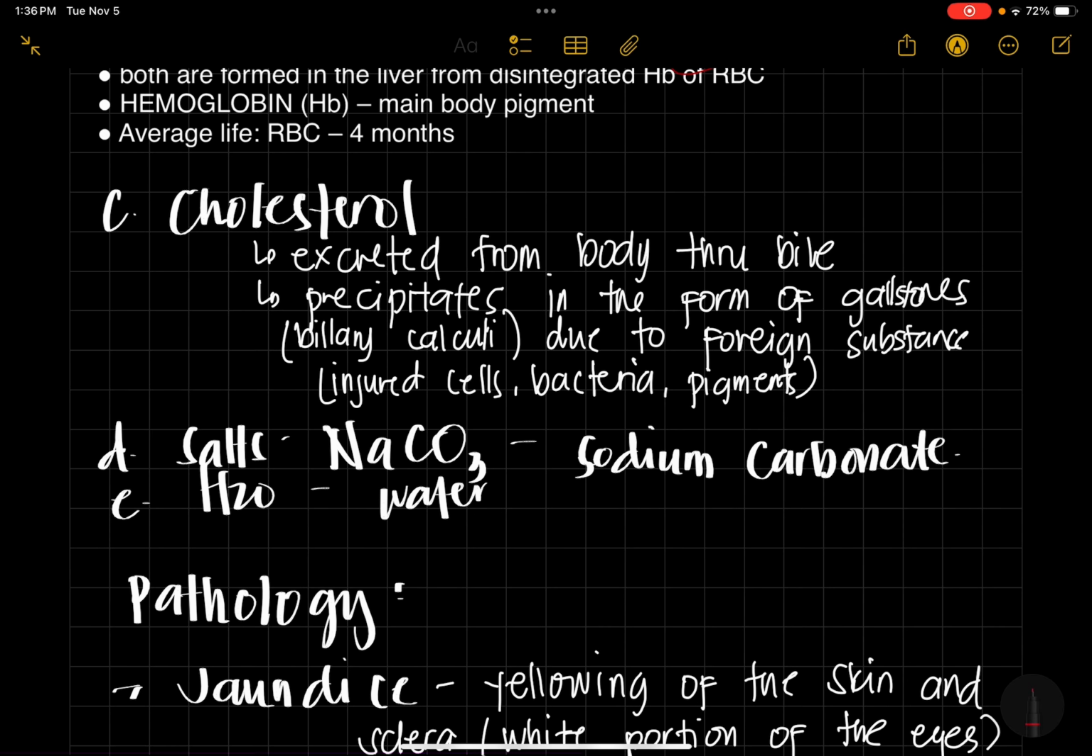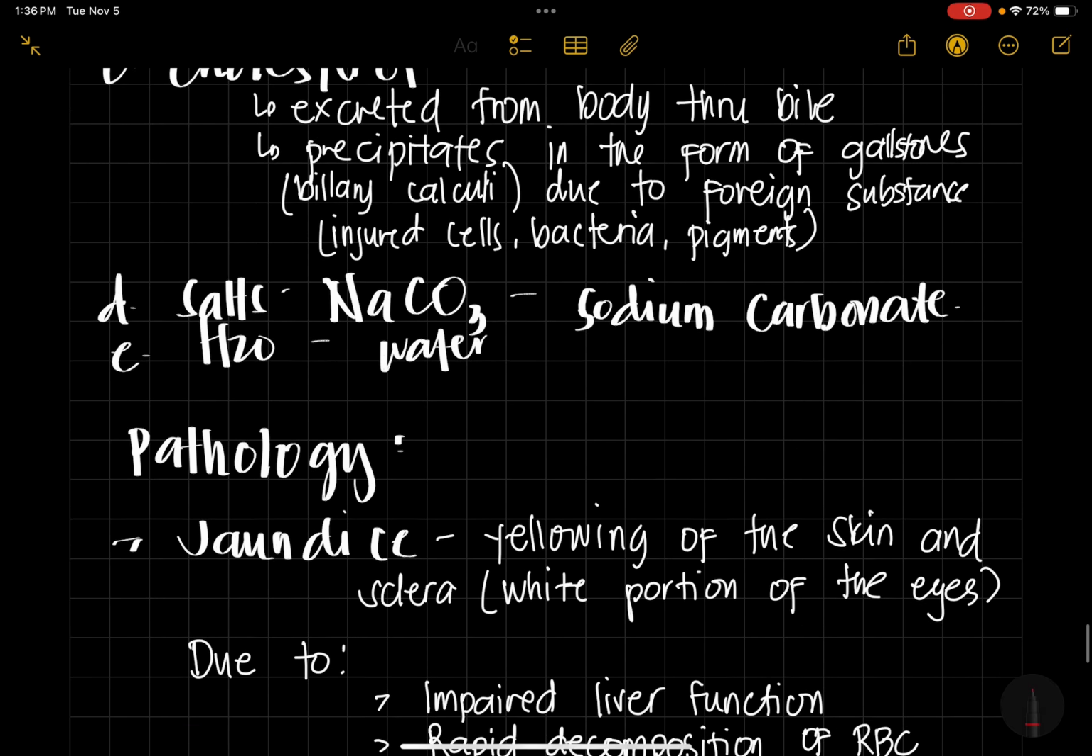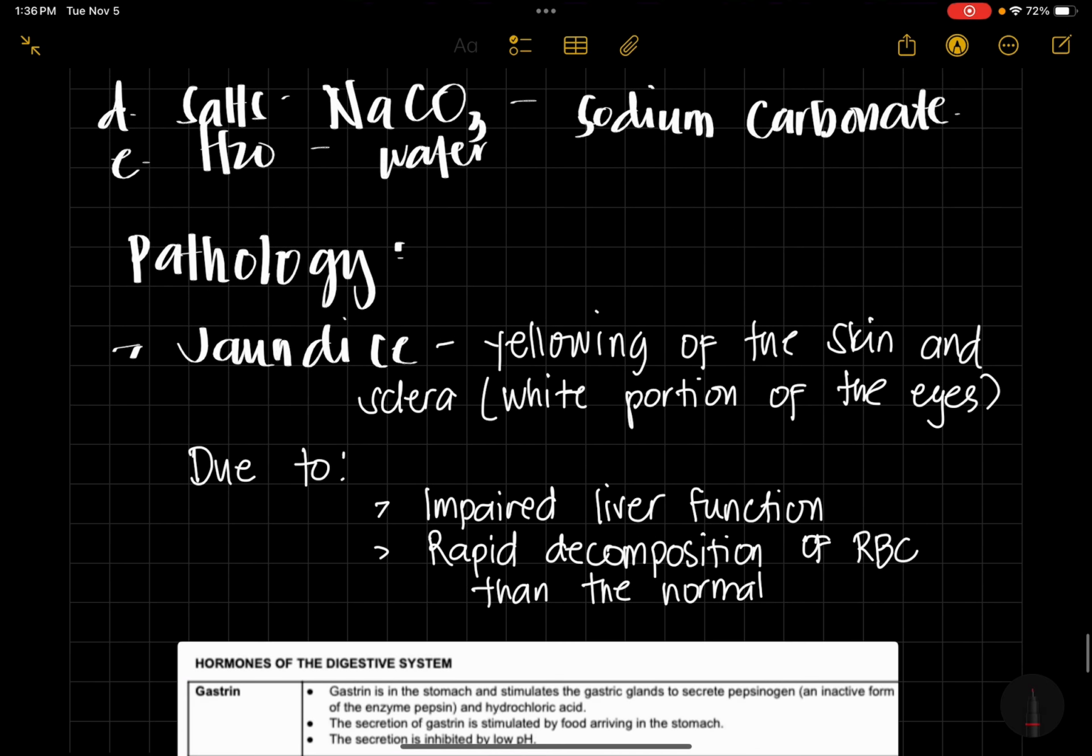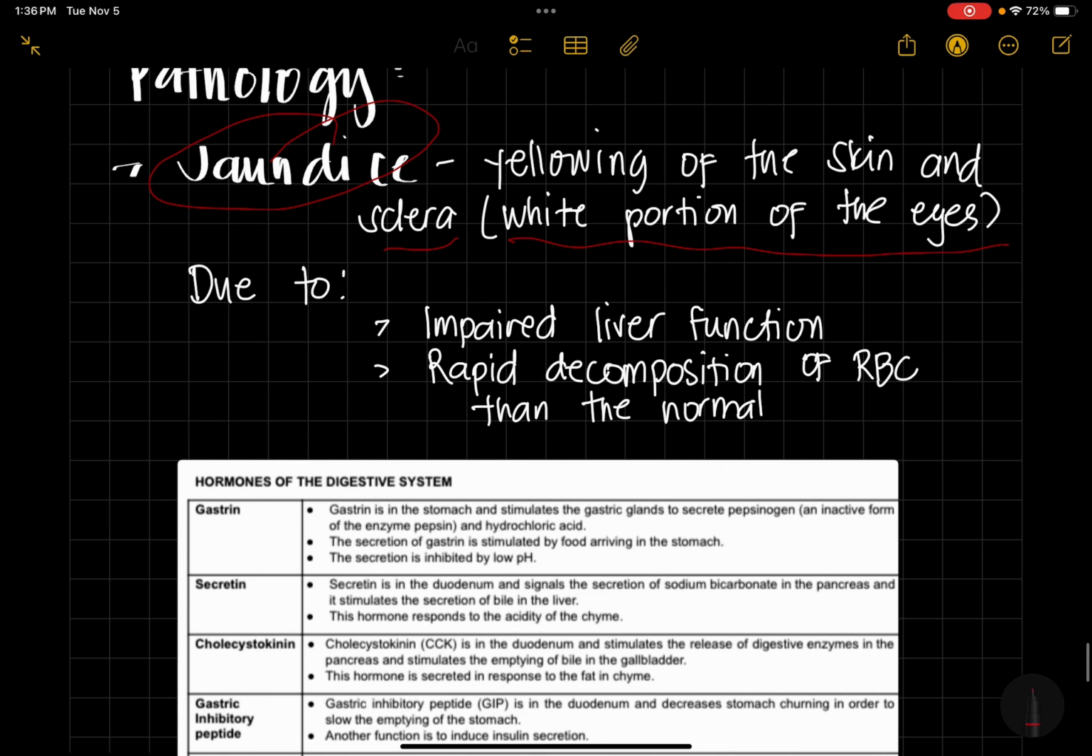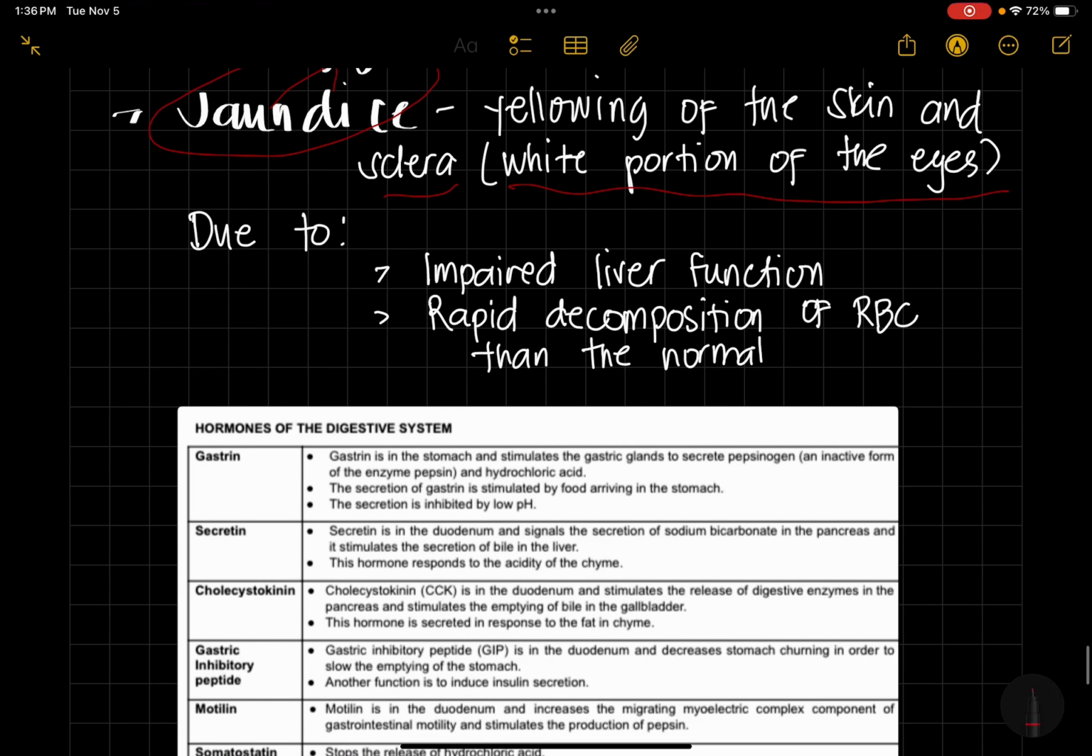So we have cholesterol excreted from the body through bile, precipitates in the form of gallstones, biliary calculi due to the foreign substance, injured cells, bacteria, pigments. We have salt or sodium bicarbonate, water, H2O. We have pathology, jaundice, yellowing of the skin and the sclera, which is the white portion of the eyes, due to the impaired liver function, rapid decomposition of RBC than the normal.